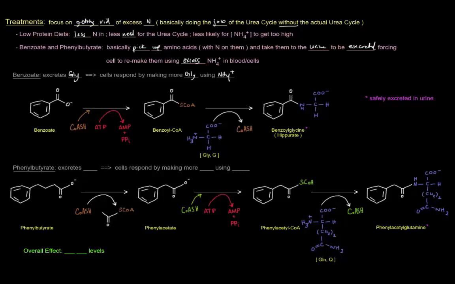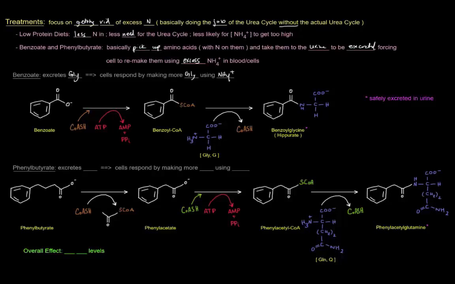So if glycine is basically being taken away from this cell and the cell has to respond, it's kind of like, hey, you're taking my glycine. Well, I can't do anything about it. I guess I have to make more glycine using the excess ammonia that's around, which will end up decreasing the concentration of ammonium ion that's around.